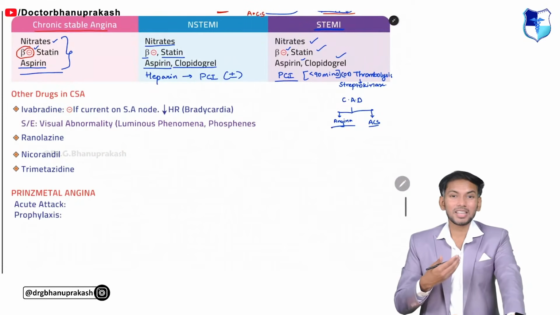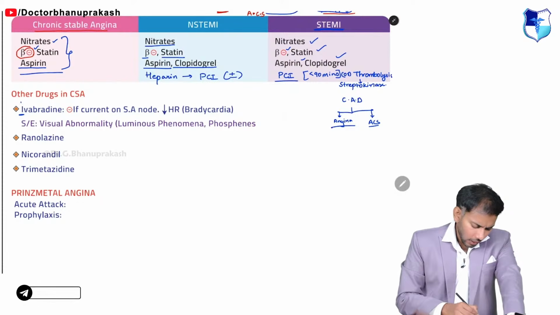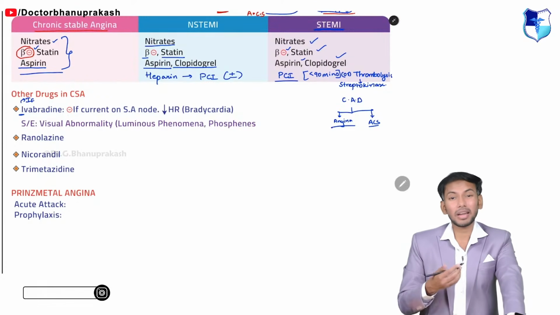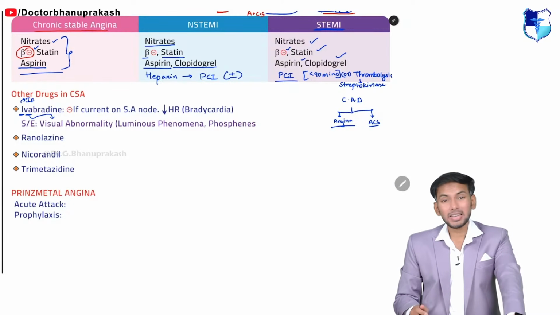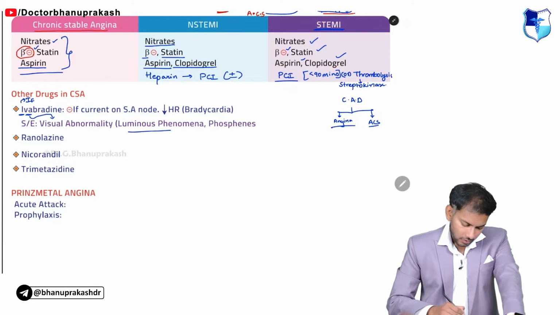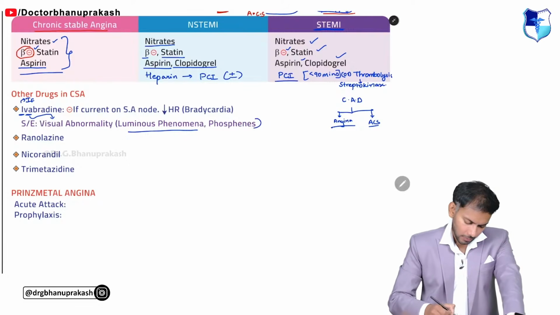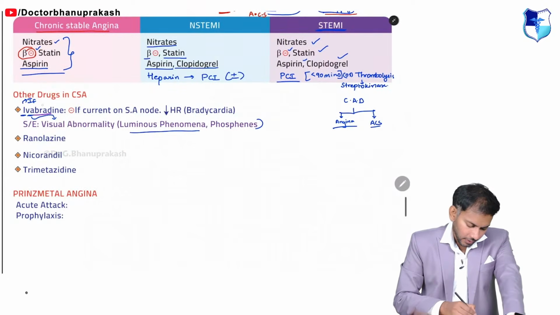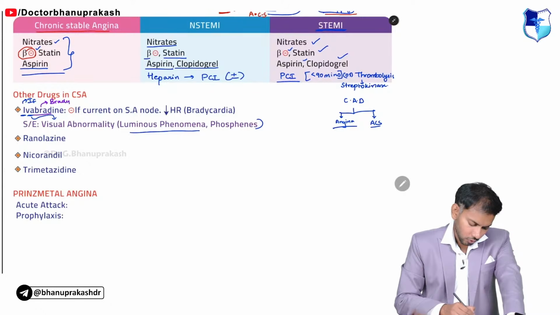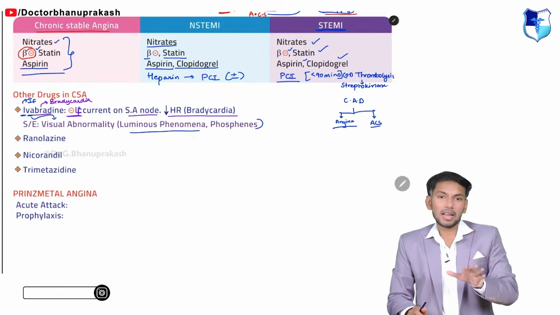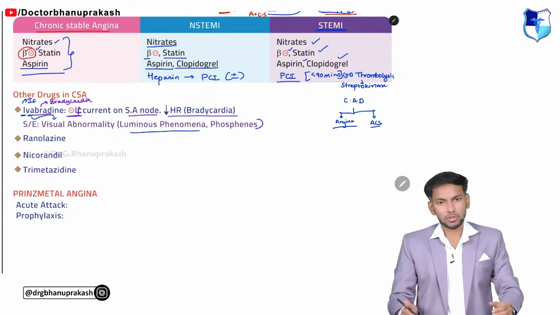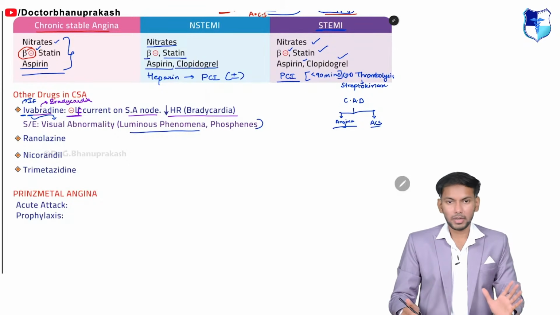See here, the first drug is ivabradine. Now, it acts on the IF channel. This is the funny current channel. Now, you see here VA. The side effects are visual abnormalities like luminous phenomena, you can see here, and phosphenes. Now, if you see here BRAD, it is also causing bradycardia, because it is blocking the IF current on the SA node. That's all. It also blocks the IF channels on the eye. That is why it causes these side effects of visual phenomena. Yes, luminous phenomena and phosphenes.